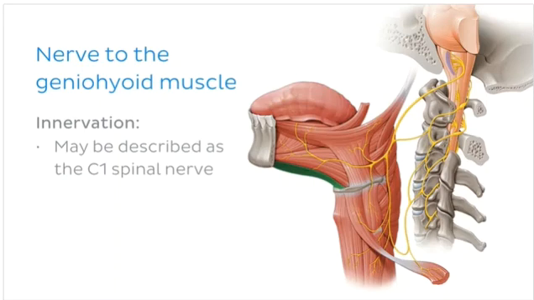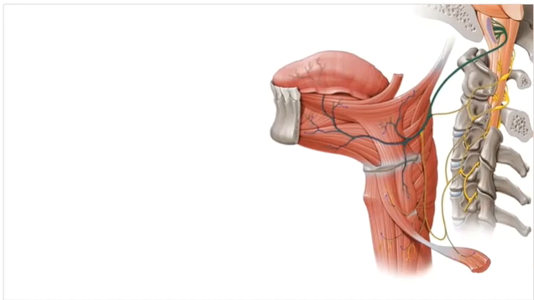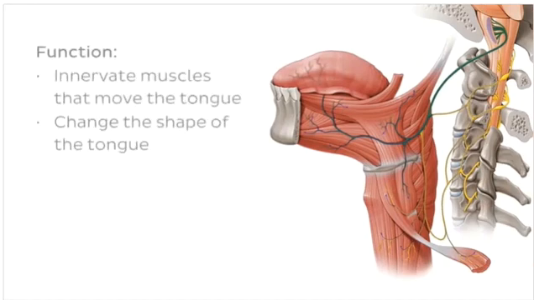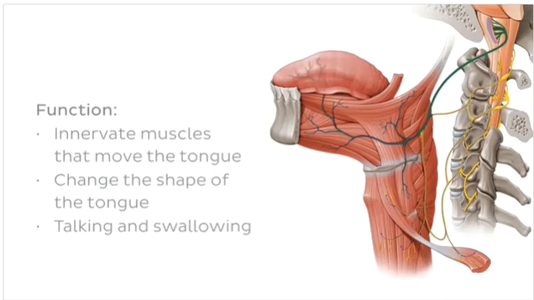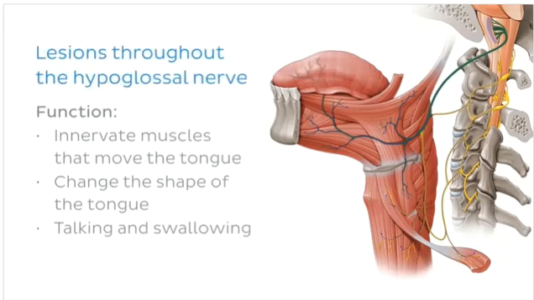Alright, with that we've discussed the anatomy of the hypoglossal nerve, so let's move on and have a look at some clinical implications of the hypoglossal nerve. As we talked about earlier, the main function of the hypoglossal nerve is to innervate muscles that move the tongue around the mouth, as well as change the actual shape of the tongue. And this is important for tasks such as talking and swallowing. Therefore, lesions throughout the hypoglossal nerve will affect these functions.